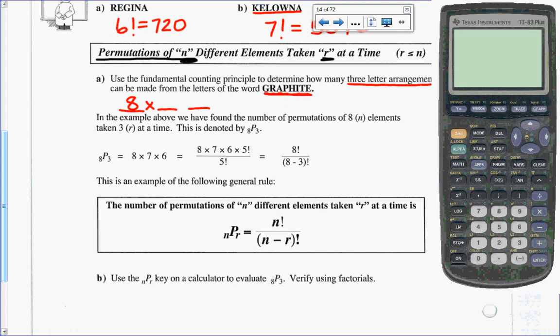So I'd have 8 available to me for the first letter in this word, but then I'd have 7 available to me that I could use for the next letter, and I'd have 6 available to me that I could use for the last letter. So I have 336 different 3-letter arrangements I could make from the letters in the word graphite.